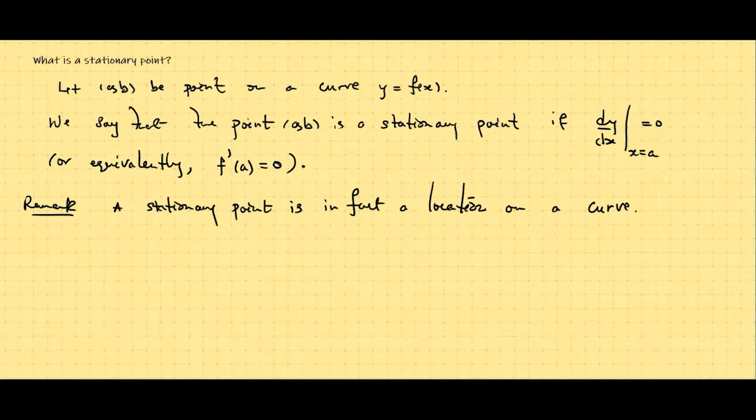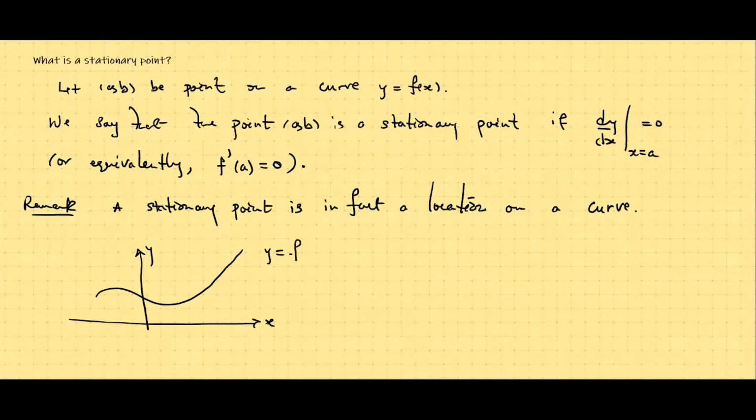Given that it's a location on the curve, that's got a geometric flavor to it. So what would this mean in the geometric setting? Let's draw some sort of curve. We've got y, we've got x, and the curve is y equals f of x. Now, what does dy by dx actually tell us? dy by dx tells us information about the gradient. If the gradient at some point is zero, then the tangent line at that point is going to be horizontal. A candidate for that would be a point like this, because if I look at the tangent line to that point, the tangent line indeed is a horizontal line.